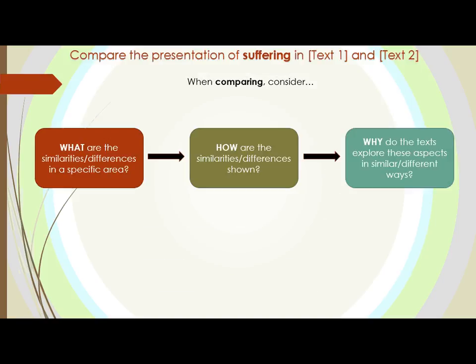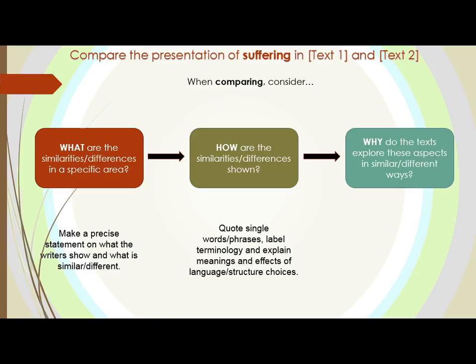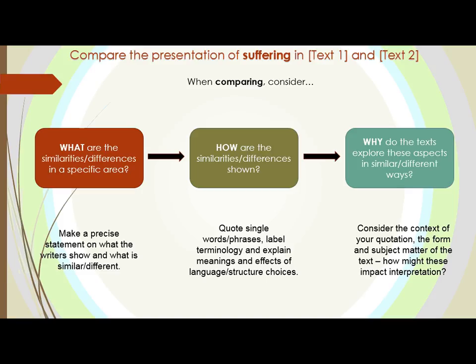So when you are doing comparisons between texts, this is what you need to consider. What are the similarities or differences in a specific area? This basically means making a precise statement on what the writers show and what is similar and different. Then you need to think, how are those similarities and differences shown? This means quoting single words or phrases, labeling terminology, and explaining meanings and effects of language and structure choices. That's where you get to the real nitty-gritty detail and provide the exact evidence to support your observation of the comparison. And then the tricky bit that really will mark out your essay as brilliant is where you explain why the texts explore those aspects in similar or different ways.